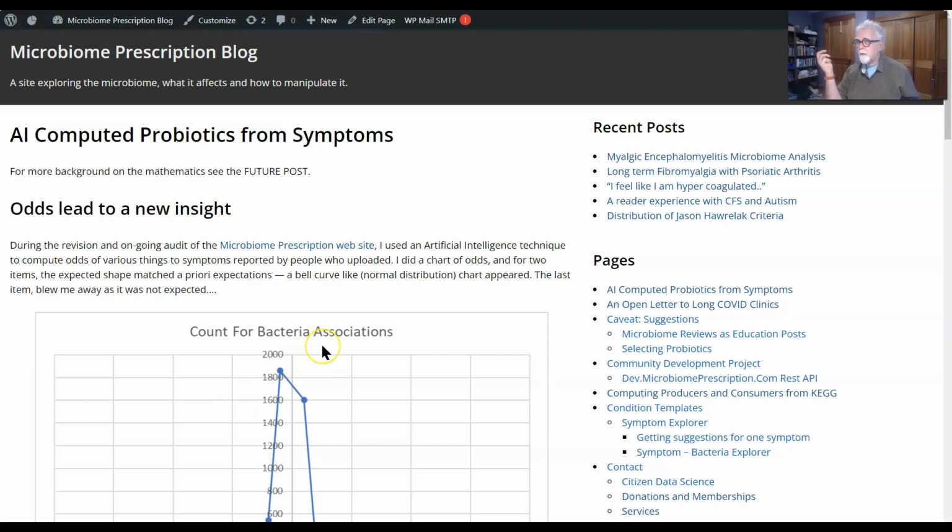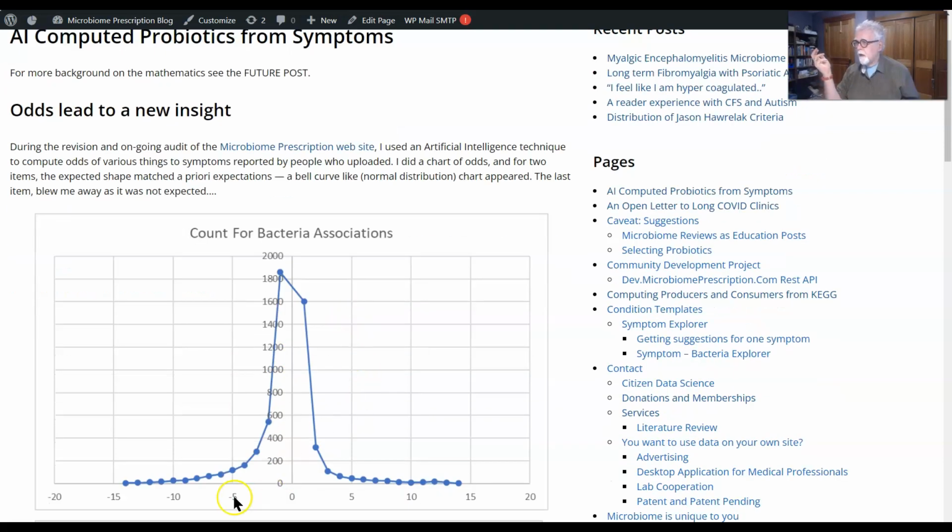After I calculated the odds, I decided to do a sanity check. So I calculated the odds for different bacterial associations, how often they occur, and what I got was a bell curve. That is basically what I would expect to happen. It's very, excuse the expression, natural. So that was good, no problem.